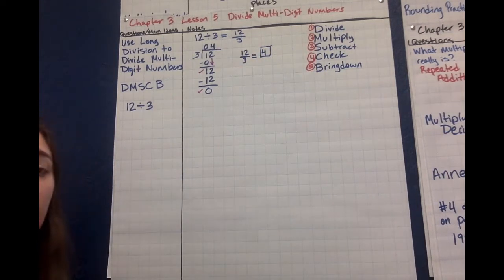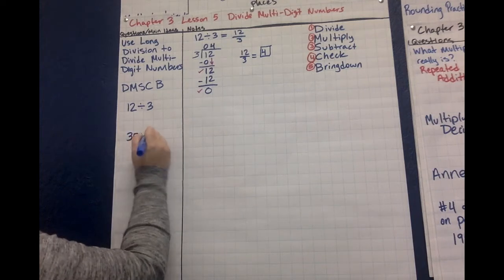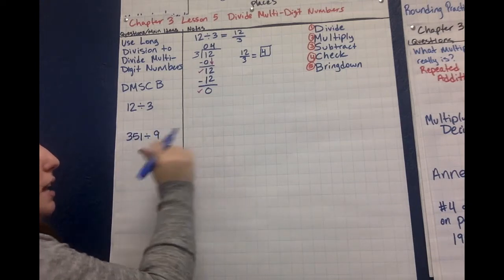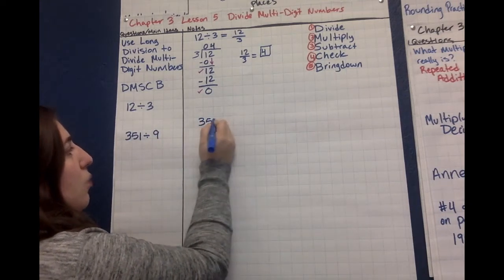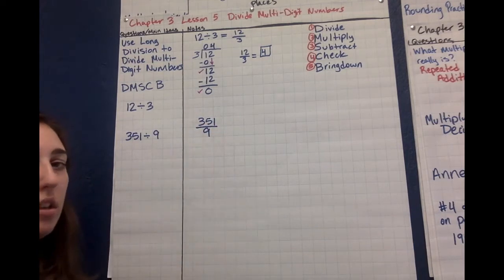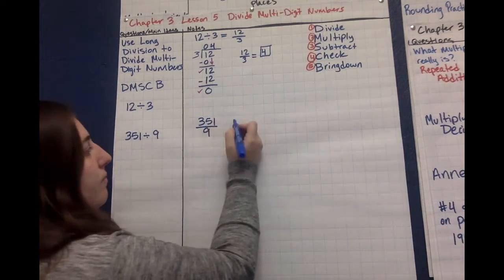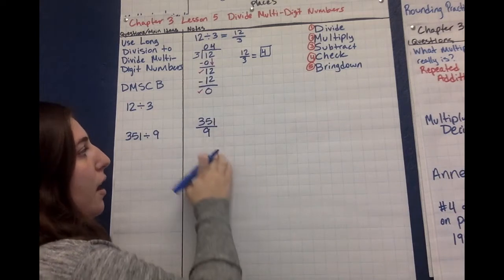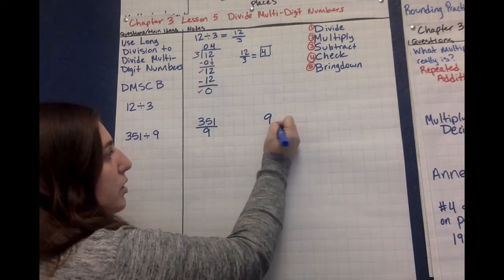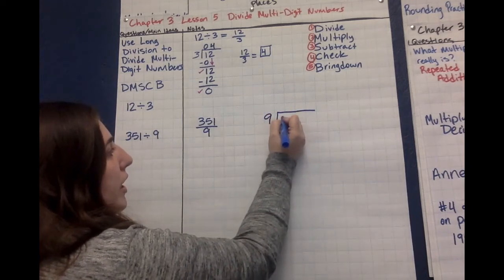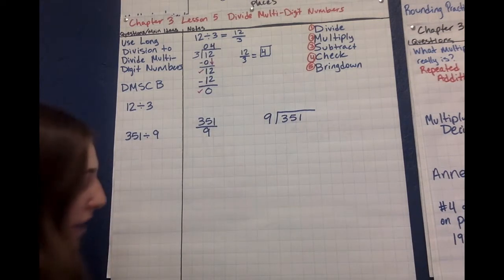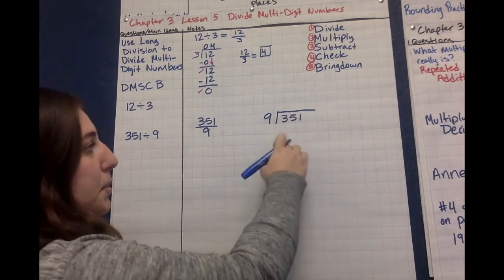All right, let's try something a little harder. So why don't we try 351 divided by 9? All right, I'm going to rewrite this. This is the same as saying 351 divided by 9. And that is the same as saying, so if I want to put this into this format to long divide, this is my denominator. I'm going to put my denominator on the outside. My numerator is going to go on the inside. Okay, so these are saying the same things. I just rewrote it. So now I'm going to follow these steps to long divide.